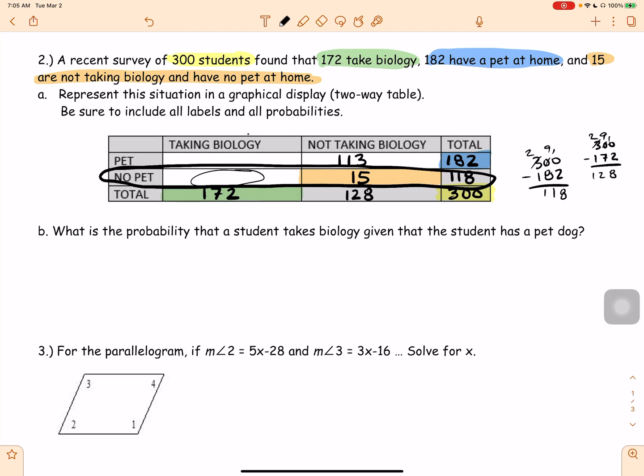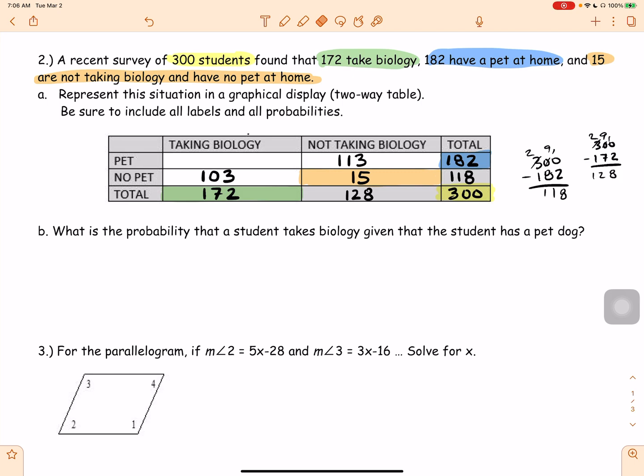So now here for no pet, you see here we can use these two numbers. Okay. So here it says taking biology, but they have no pet. All right. So we want to do 118 minus 15. So what is 118 minus 15? You should get 103. So 103 students who are taking biology do not have a pet at home. Okay? And that's just out of this random group of students.